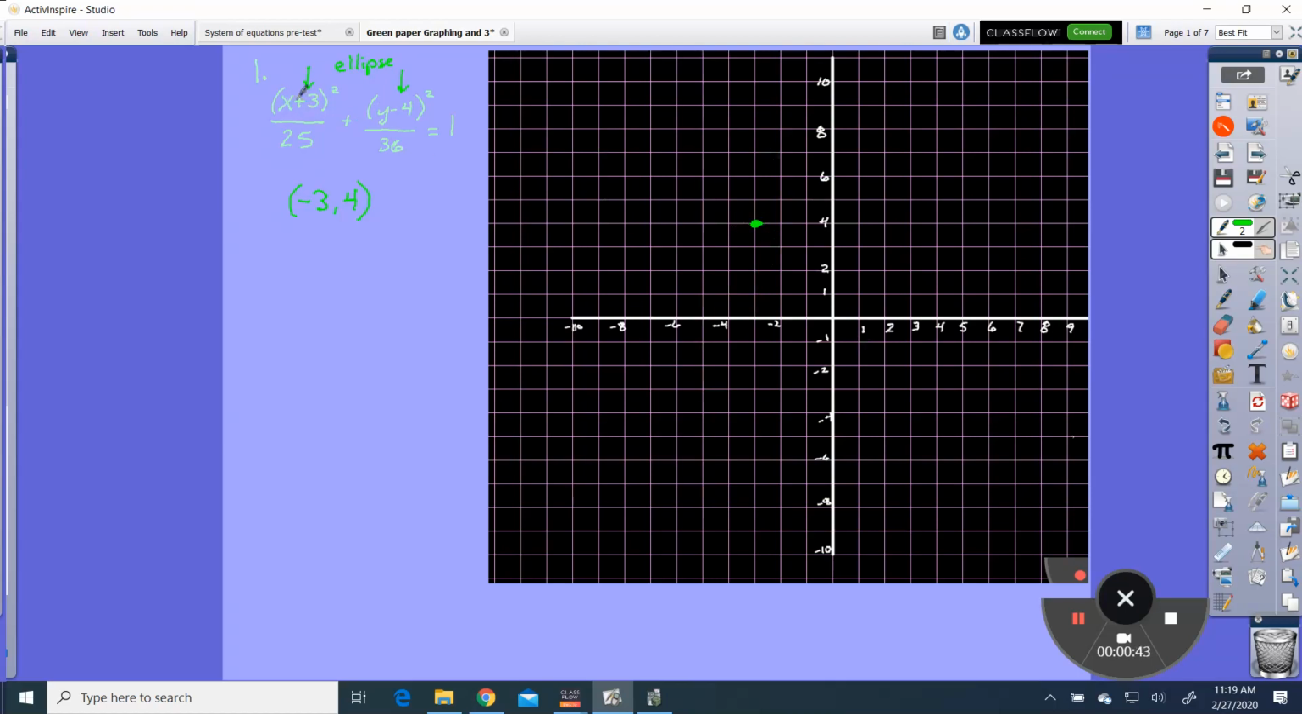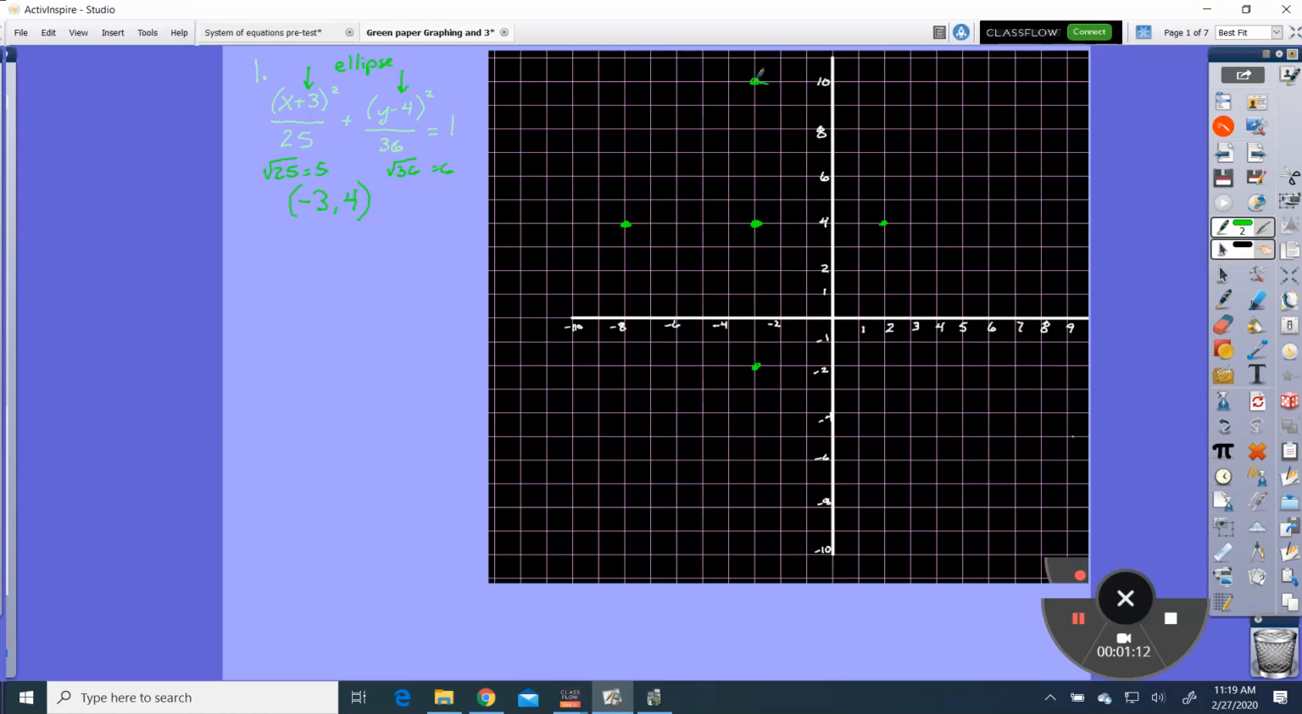Now I need to figure out how far I go from the center in each direction. To do that, I take the square root of this number. The square root of 25 is 5, and that's under the x. So in the x direction, I go 5, 1, 2, 3, 4, 5, each way from the center. The y value, the square root of 36, is 6, so I go 6 in each direction from the center. 1, 2, 3, 4, 5, 6.